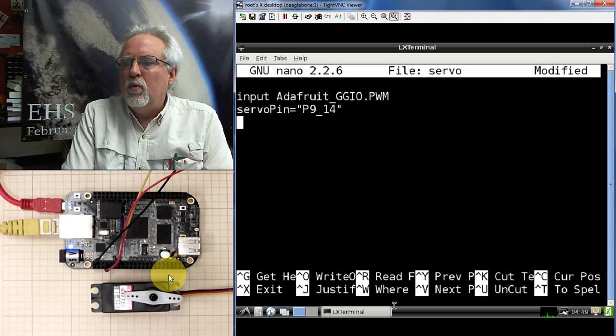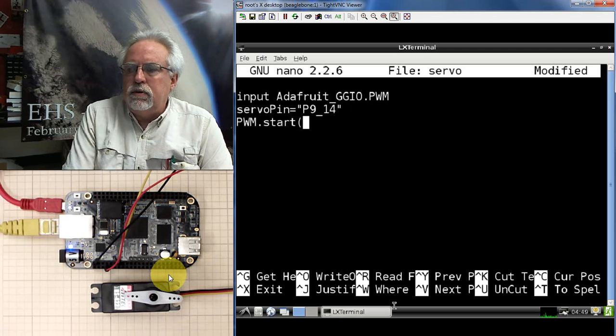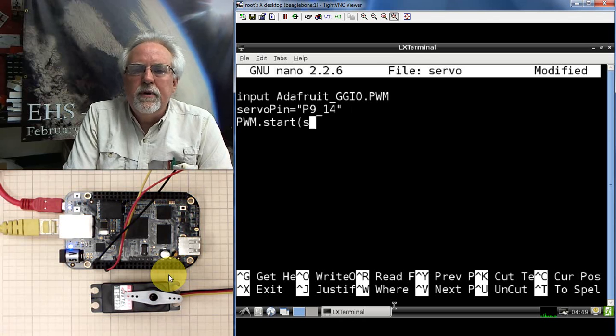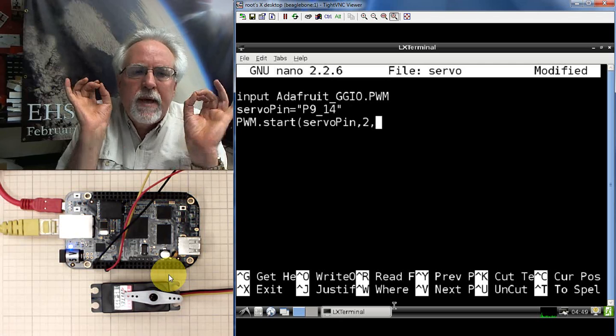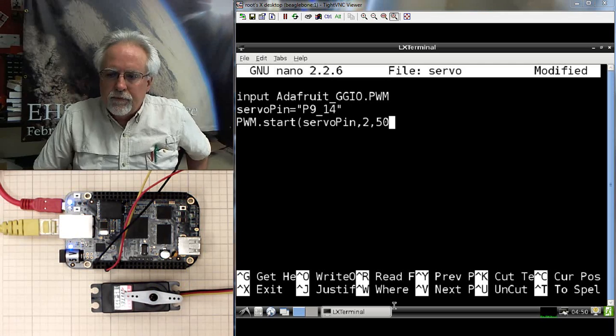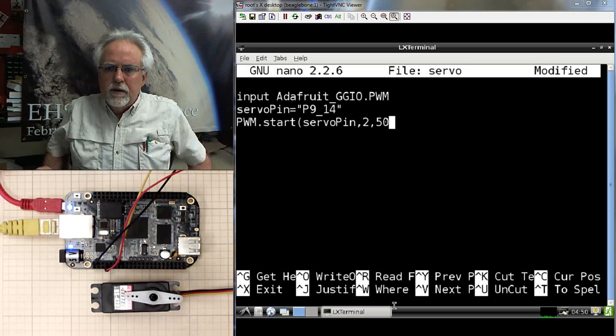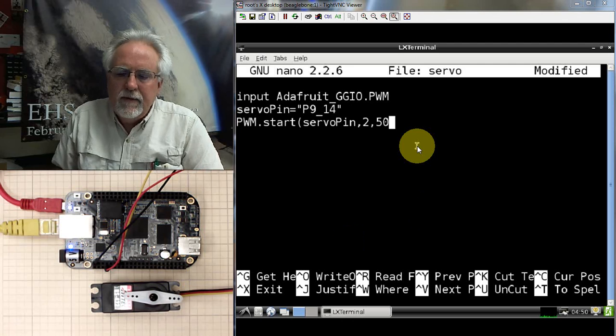All right, we need to fire up our PWM signal. So we say PWM.start. Where are we going to put it? We're going to put it on servo pin. What initial value do we want? We'll put a duty cycle of 2. Always, for the math to work, you've got to use a 50 hertz signal. For all this PWM stuff, we are using 50 hertz signals. All right, you're going to keep track of that, 50 hertz.